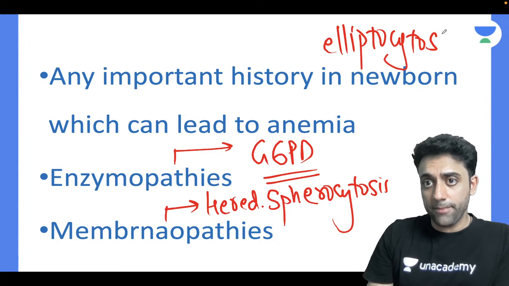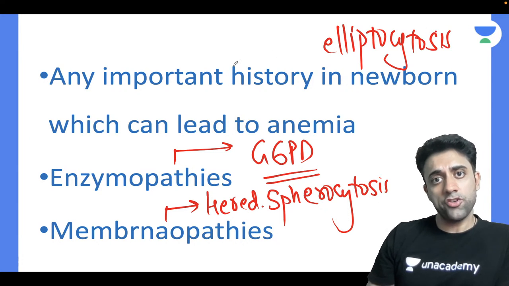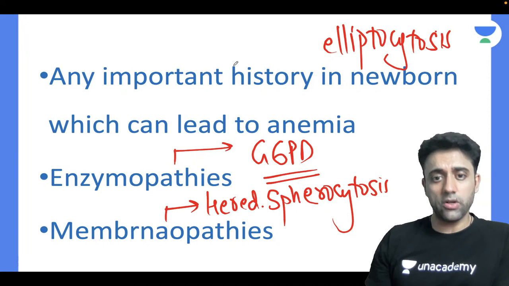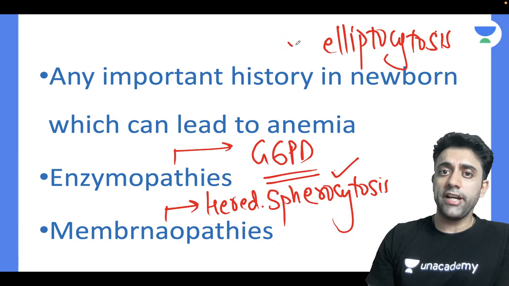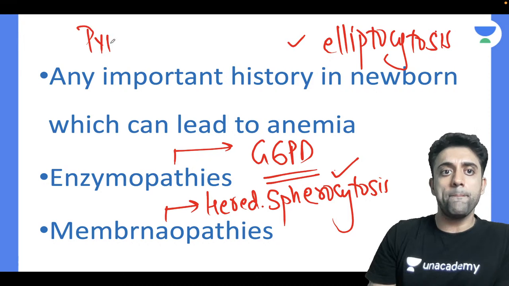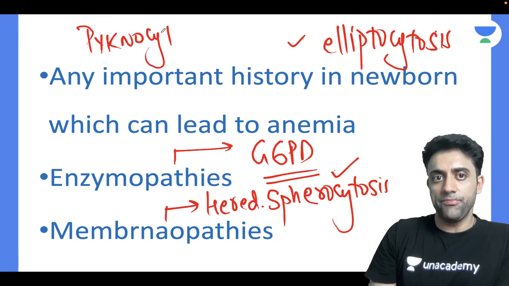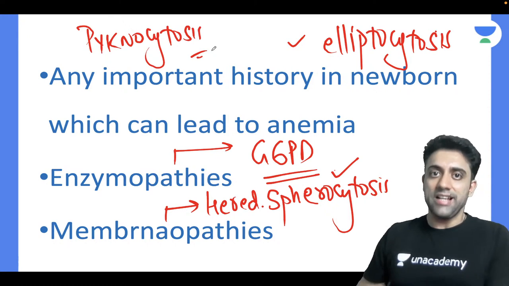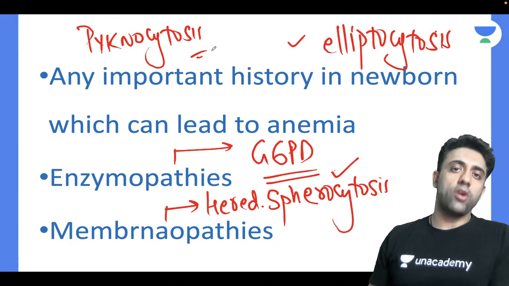Have we heard these names, or am I speaking French or Spanish? Oh, it's English. Okay, you have read about it. Great. So hereditary spherocytosis, elliptocytosis and pycnocytosis. These all are the membranopathies. Are you understanding? So any membrane problem is there.